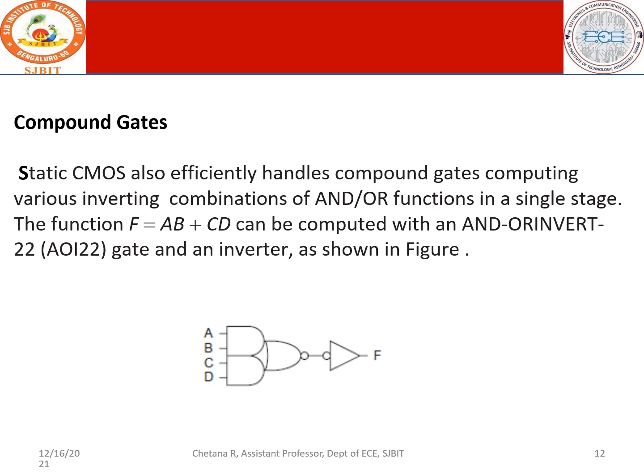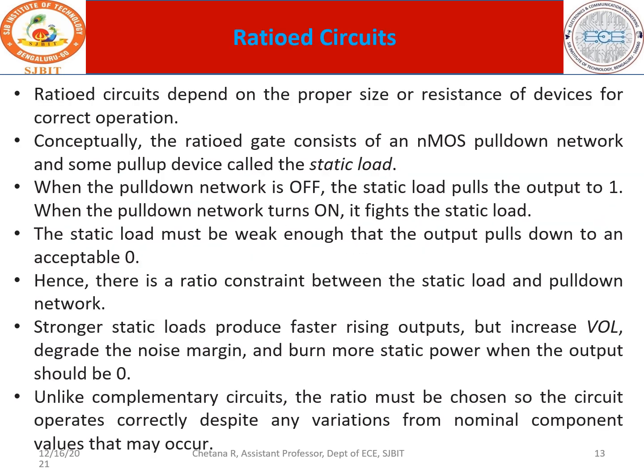Now we look into the topic which is called ratioed circuits. So CMOS is modified and it is called ratioed circuits. So what is a ratioed circuit? Ratioed circuits depend on the proper size or resistance of devices for correct operation. So in a ratioed circuit, you should have the proper size of the resistances of the device. That in turn is completely dependent on the W parameter.